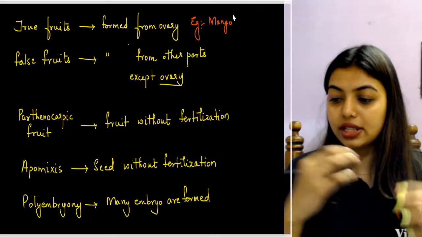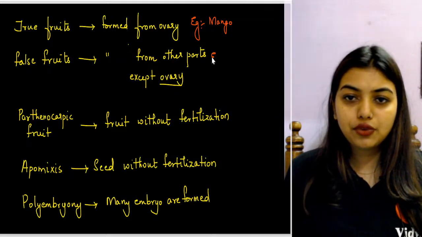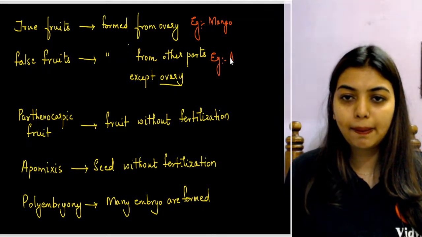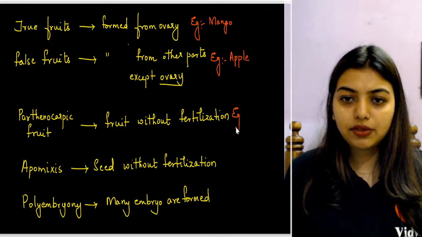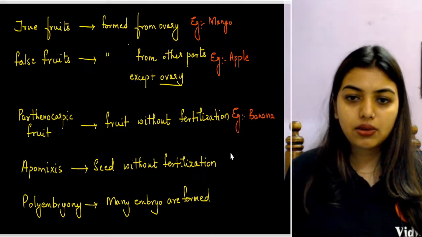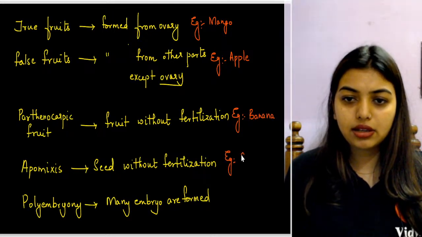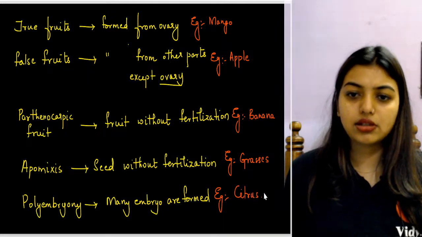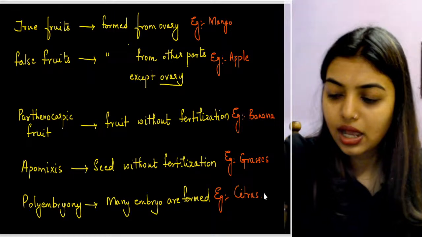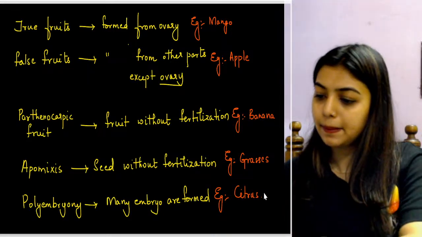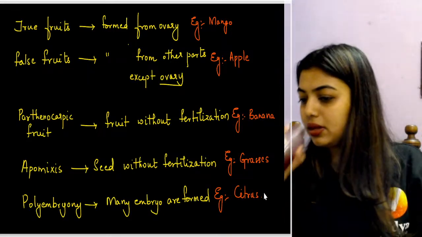Okay, so like that. Now for false fruit, you can write apple, strawberry, cashew nut. Okay, parthenocarpic fruit, banana, and any of the seedless fruits. Okay, apomixis, you can write the grasses or the Asteraceae families. Polyembryony, you can write citrus fruits. Okay, citrus. Clear? One example also I have asked. Yes or no? Clear?